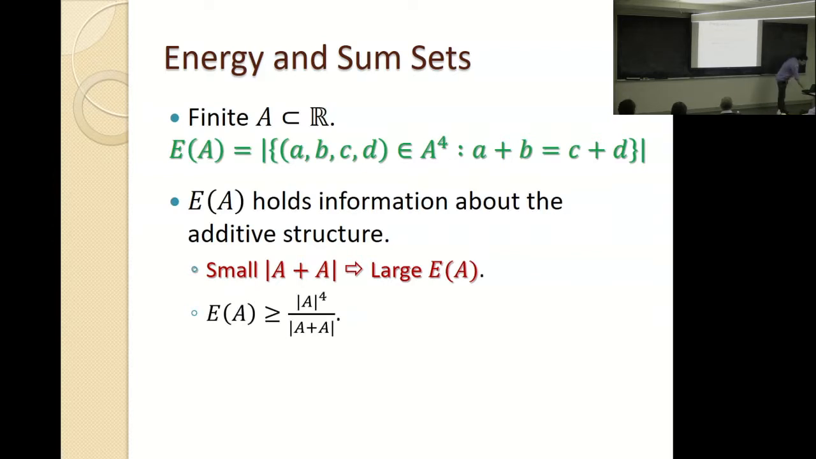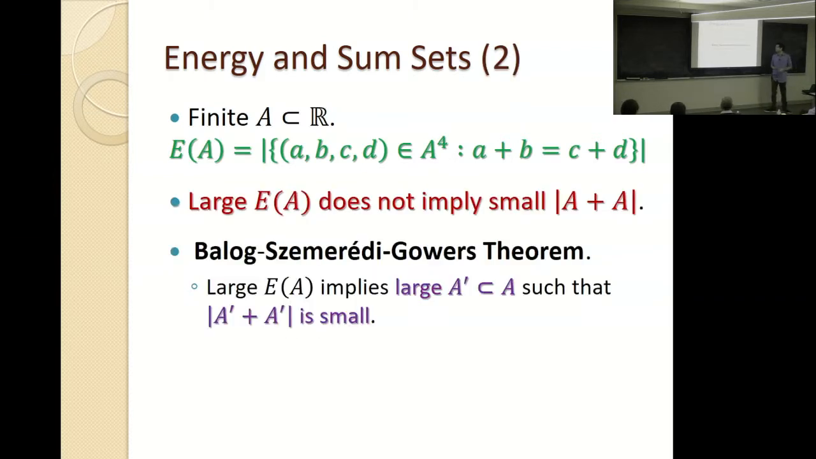And that's why one way to handle this is a variant of the Balog-Szemerédi-Gowers theorem. Again, this is not a rigorous way to write anything, but one way to say Balog-Szemerédi-Gowers is that if there's a large additive energy, that means that there's a large subset that has a good additive structure.